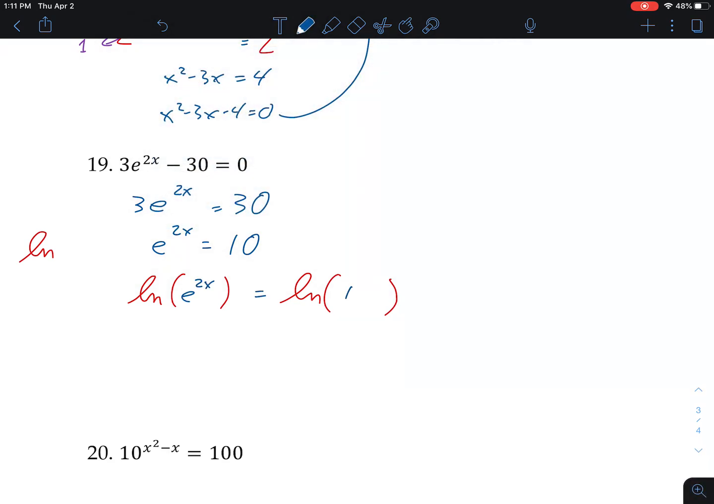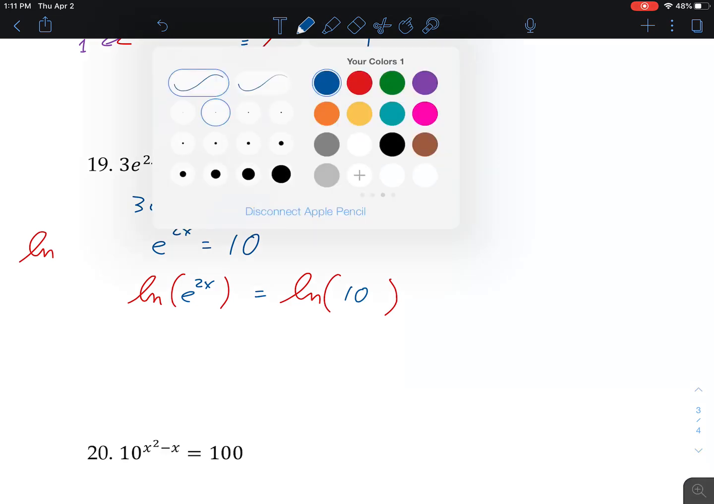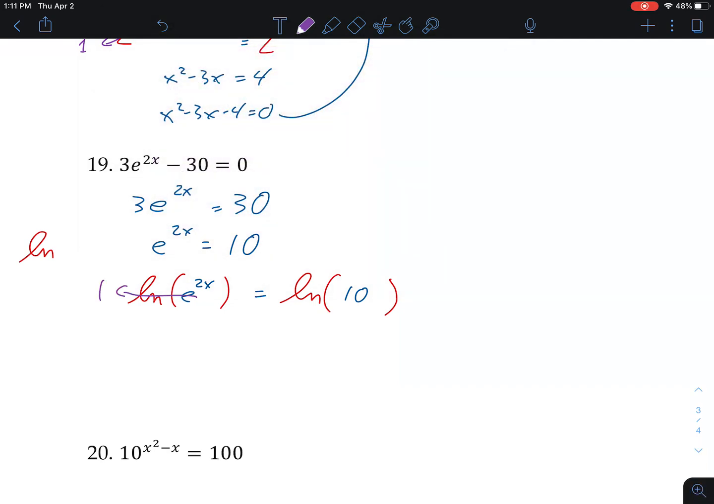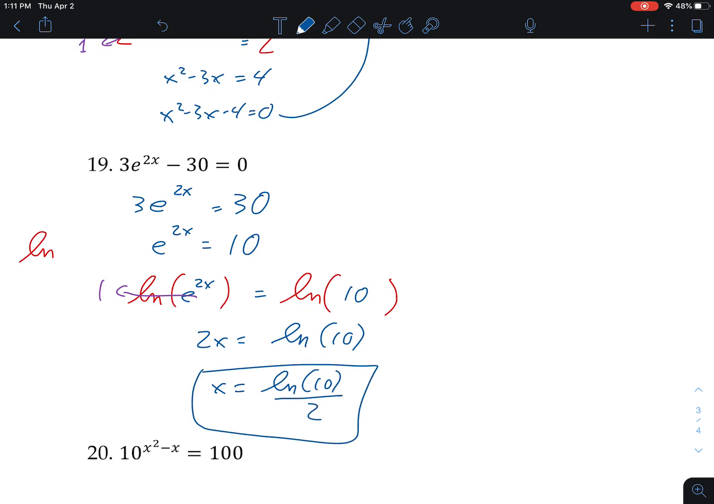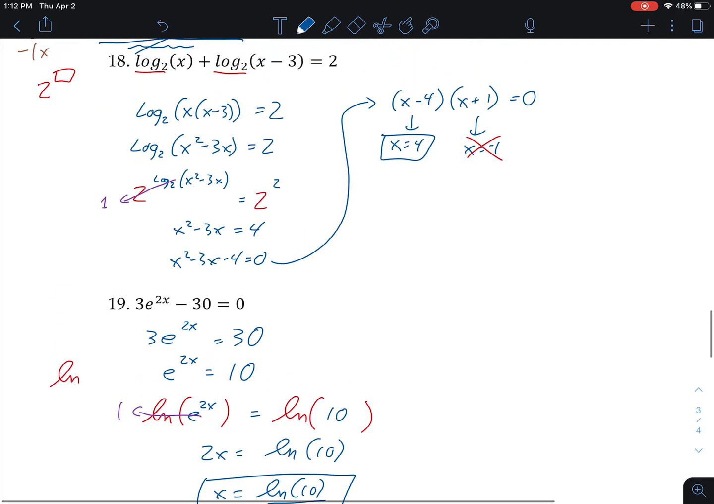And I have e to the 2x and a 10 here. So I took the natural log of both sides. We know that this e and this ln cancel, so I just get a 2x, which is nice, but this natural log of 10 does not disappear. Now my answer is just the ln of 10 divided by 2. And there's my answer. Nice simple one with e.